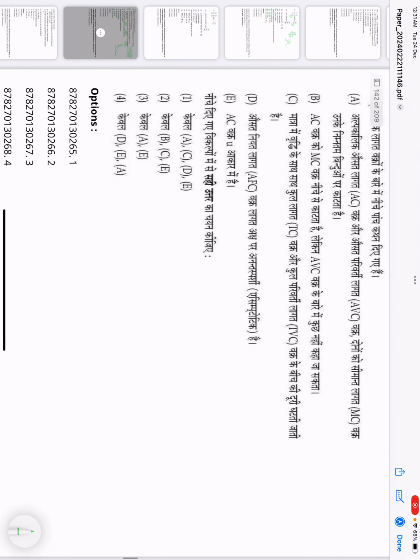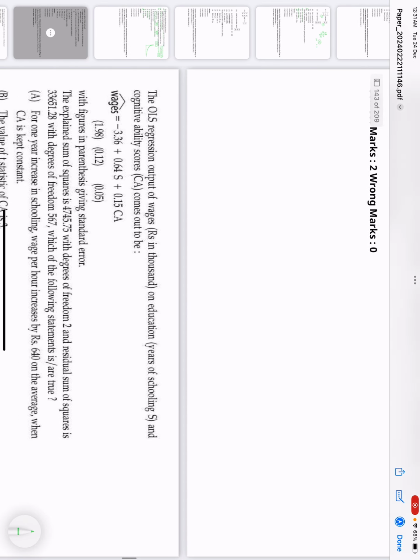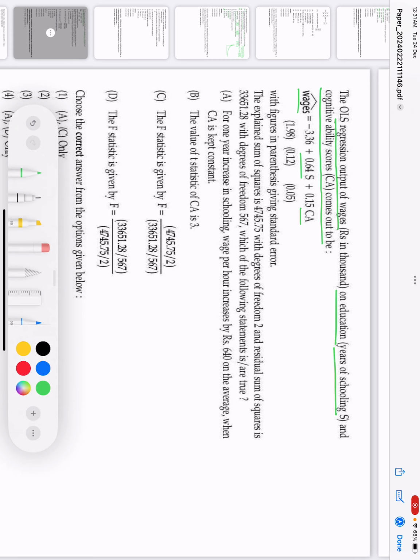Okay, now moving on to question 108. OLS regression output of wages on education, years of schooling, and cognitive ability scores comes out to be this. So wages is dependent on years of schooling and cognitive ability scores. The explained sum of squares is this with degrees of freedom 2. Residual sum of squares is this with degrees of freedom, which of the following statements are true.